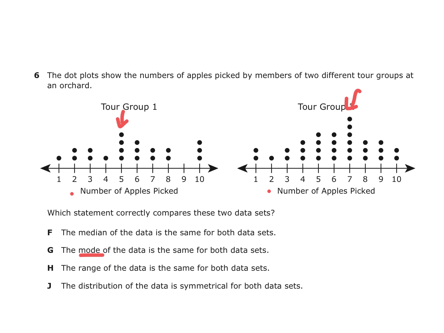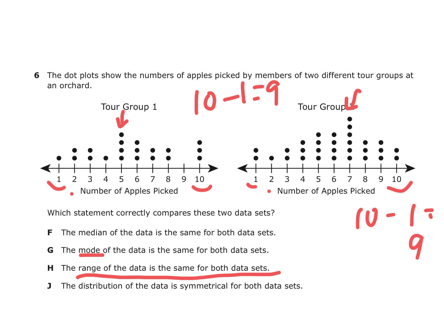So this is not the same mode. What about the range? The range is high minus low. The most number of apples picked was 10, and the low was 1. 10 minus 1 is the range, which is 9. And for group 2, the most that was picked was also 10, and the least was 1. So 10 minus 1 is 9. So they do have the same range. So the range is the same. So the answer should be H.